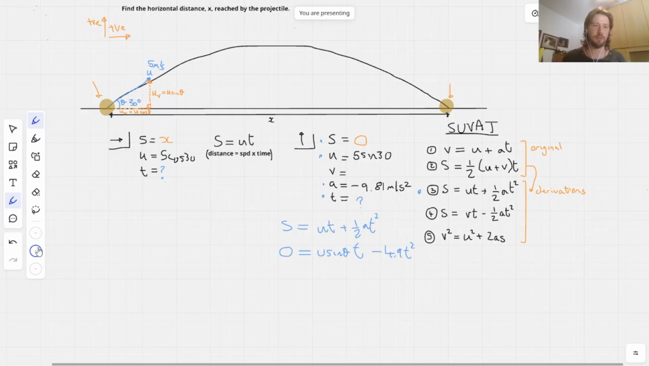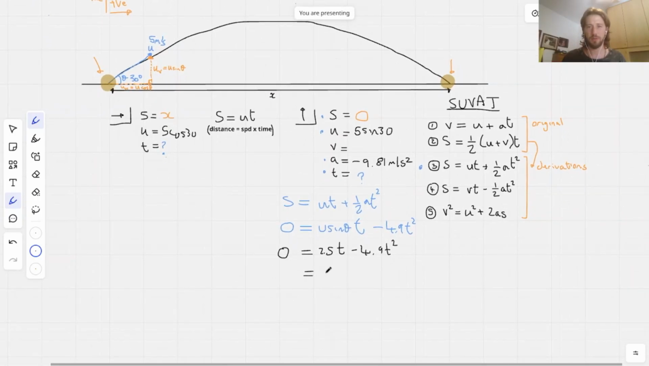Okay, so then let's fill it in over here. 0 equals 5 sine 30, which is 2.5, if you put that into a calculator, minus 4.9 t squared. Okay, we have one equation, one unknown, and we can find the time, which is great, because later we can use that time to find x. So we factorize t: 2.5 minus 4.9 t, like so.